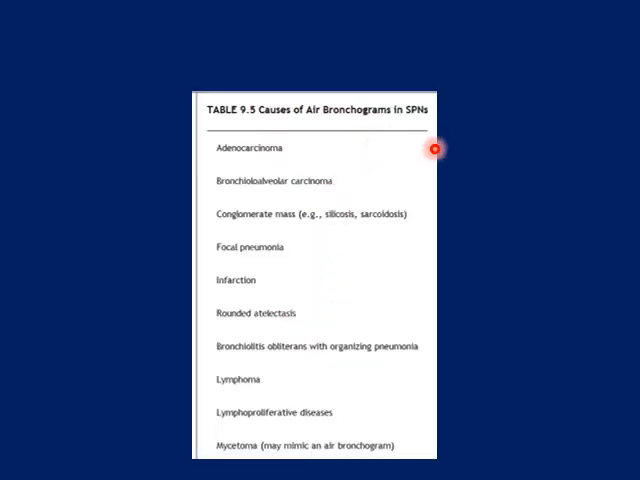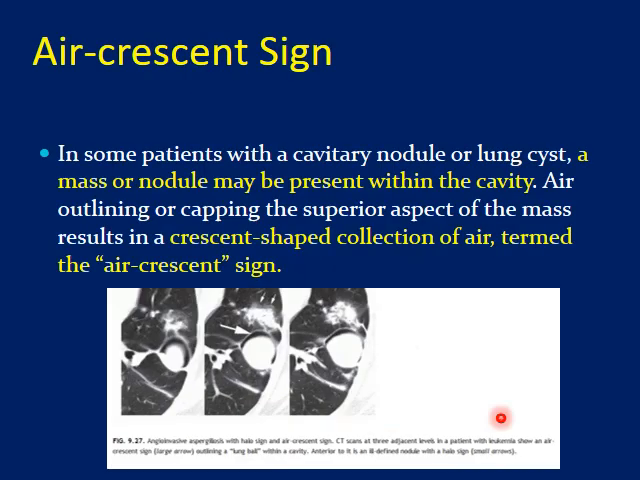This table shows the differential diagnosis of air bronchograms: adenocarcinoma, bronchoalveolar carcinoma, silicosis, sarcoidosis, concomitant masses, focal pneumonia, infarction, round atelectasis, bronchiolitis obliterans, organizing pneumonia, lymphoma, and so on.